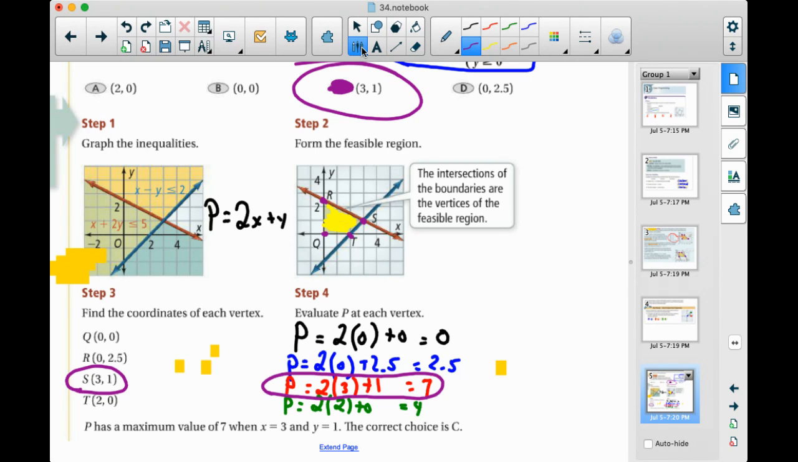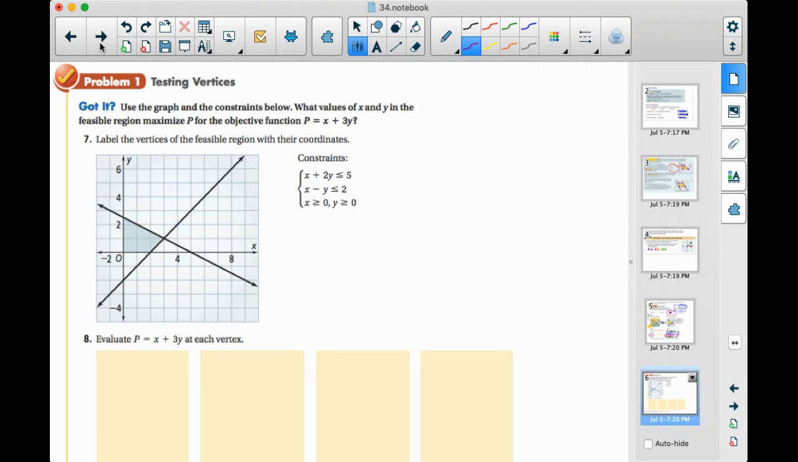Now, that particular example didn't have an application to it, but it shows you mathematically how to go about doing it. Once we look at a word problem, you'll understand a little bit more of what we're doing. But in the meantime, go ahead and pause the video and complete this problem here on your own, which is very, very similar to the one we just did.